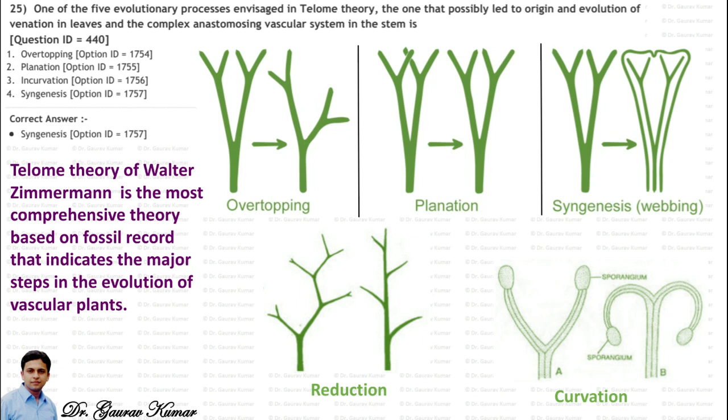Then finally we come to curvature on the right hand side. This evolutionary process is caused due to unequal growth of the tissues on 2 opposite flanks of the telome. So it has 2 sub processes, as you can see. The first one is recurvation. In this sub process, the telome bends inward toward an axis. So on the A part in the curvation, you can see in the diagram, the telome bends inward toward an axis. The inward projecting sporangia on sporangiophores in Equisetum is the result of this process.